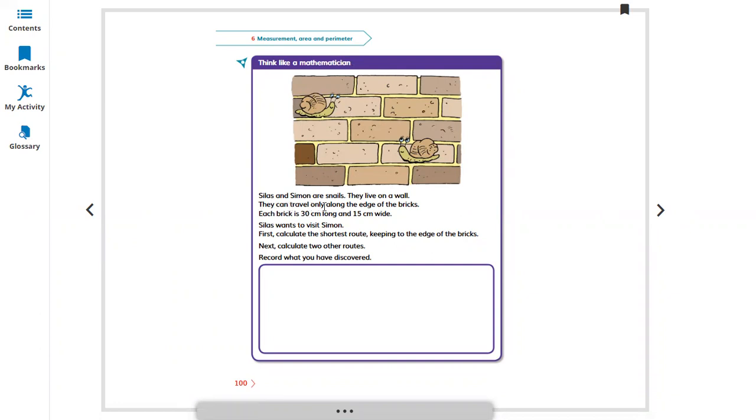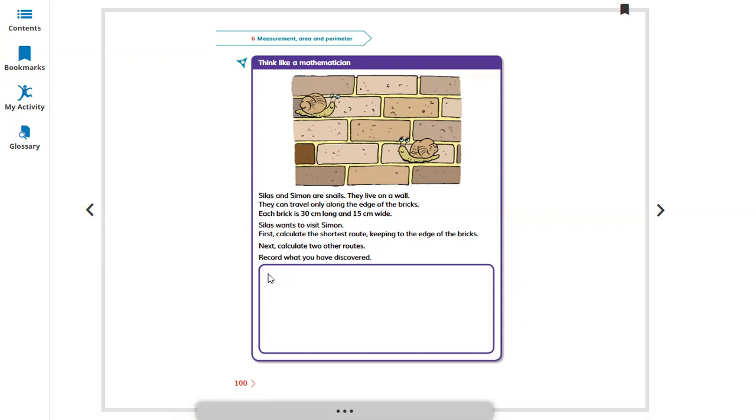Silas and Simons are snails. They live on a wall. They can travel only along the edge of the brick. Each brick is 30 centimeter long and 15 centimeter wide. 30 centimeter like this and 15 like this. Okay, so Silas wants to visit Simons. First, calculate the shortest route. Keep to the edge of the brick. Next, calculate two other routes.